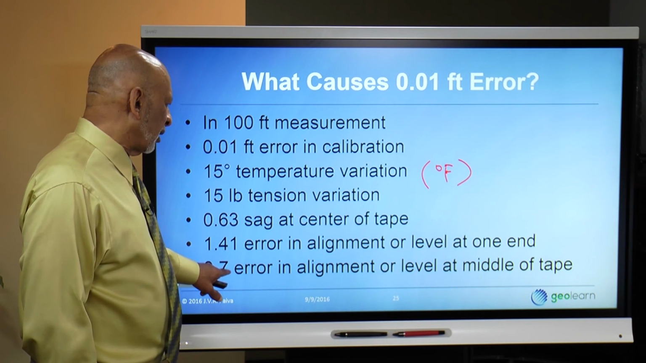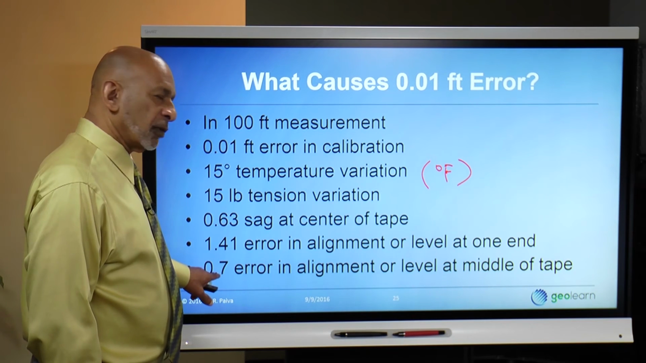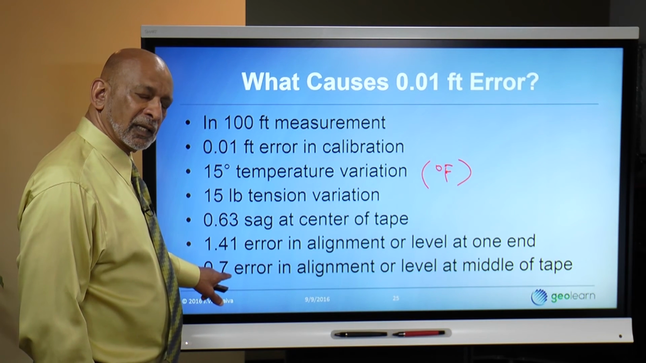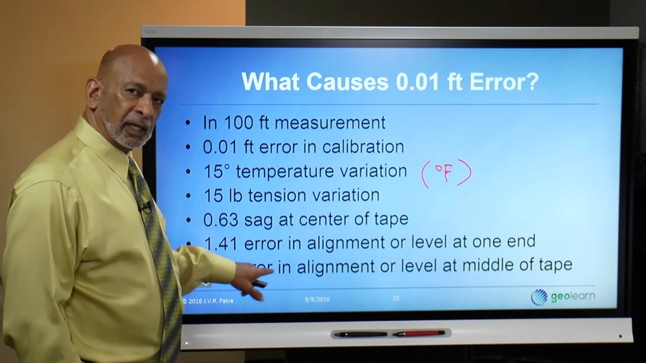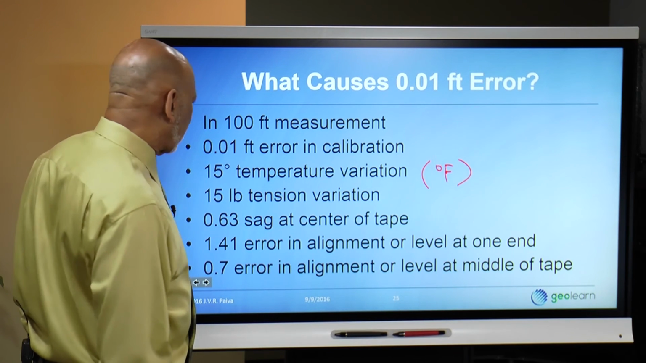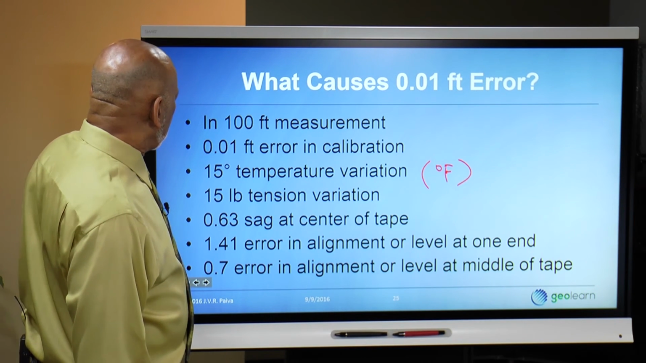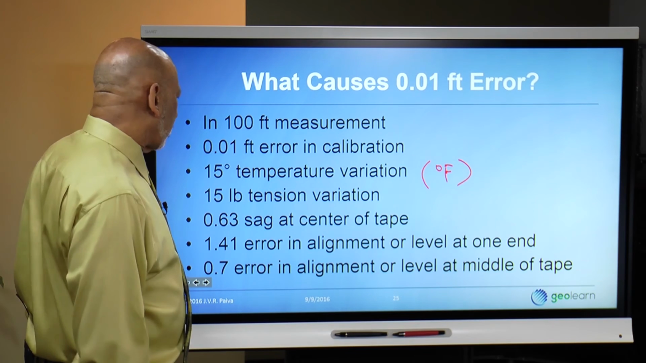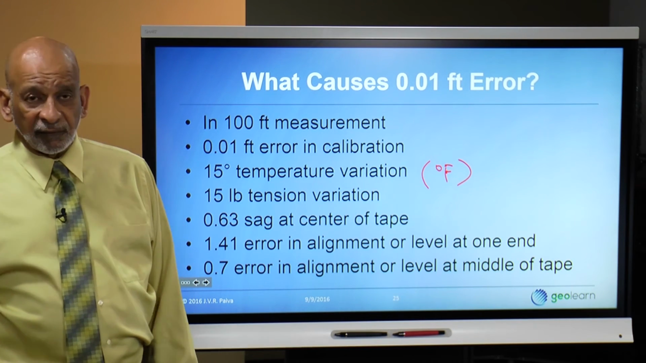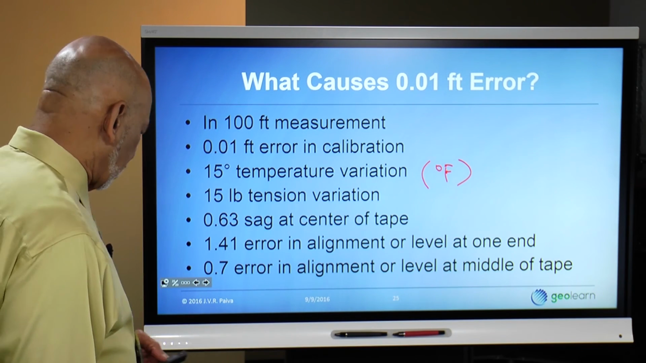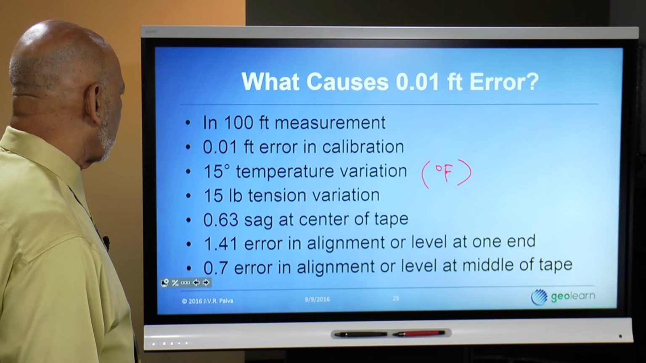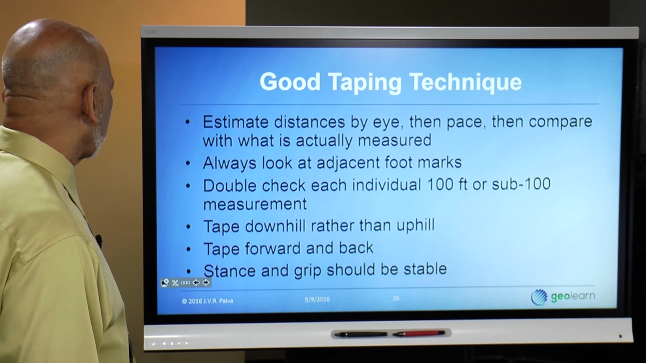Here we're assuming a right triangle going from the end point of the tape to the middle where it's 7/10ths of a foot out, and then another right triangle going back to the other end of the tape. And then, of course, a 1.4 foot error in alignment or in level between the two ends of the tape, where the tape is truly straight between those two endpoints.